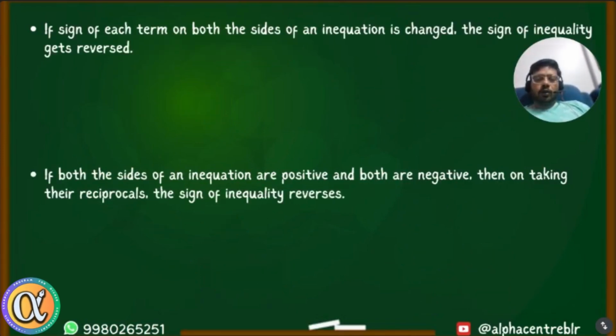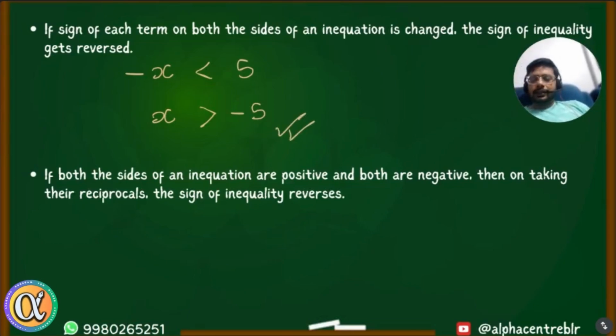If the sign of each term on both sides of the inequality is changed, the sign of the inequality gets reversed. Example, if you have minus x is less than 5. Why do we change the sign? Just to make x positive. That's the whole intention of changing the sign. So minus x becomes plus x, then you need to change the sign on the other side too. 5 becomes minus 5. And just change the inequality, less than becomes greater than. So this is allowed. Clear? Very similar to the previous case. It's basically like we are dividing by minus 1 on both sides. So it's not like two different rules.